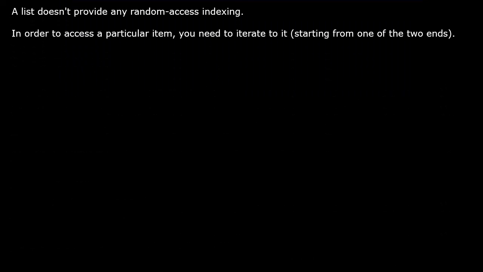One disadvantage of using a list as your collection class is that it doesn't provide any random access indexing of items. So in order to access a particular item, you need to iterate to it by starting from one of the two ends of the collection.